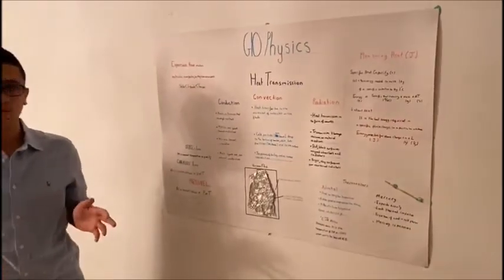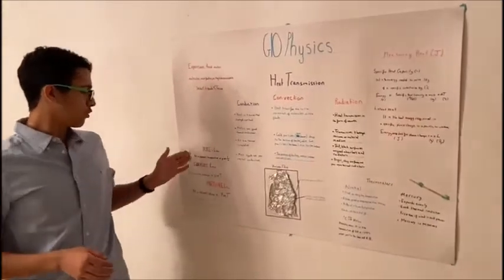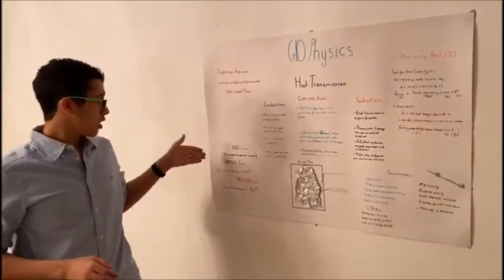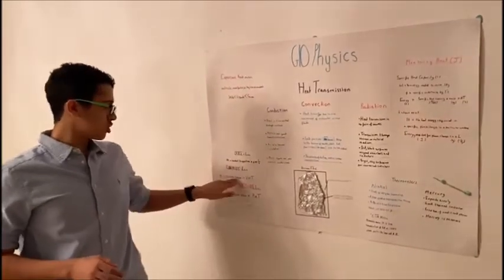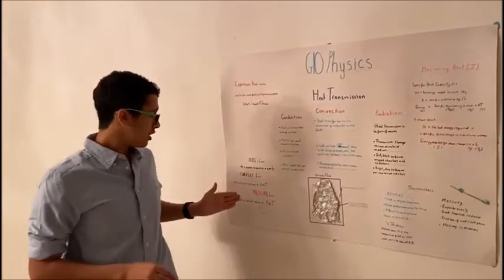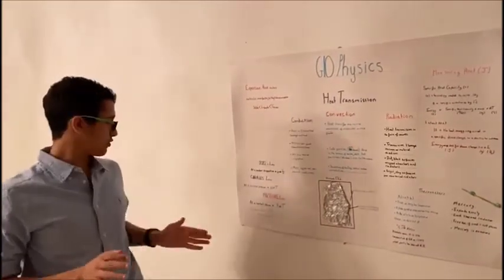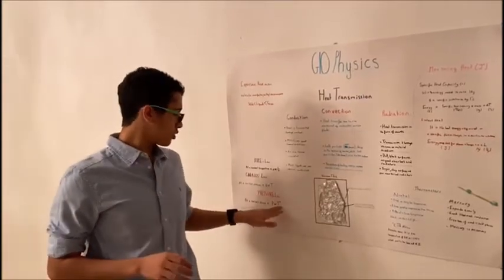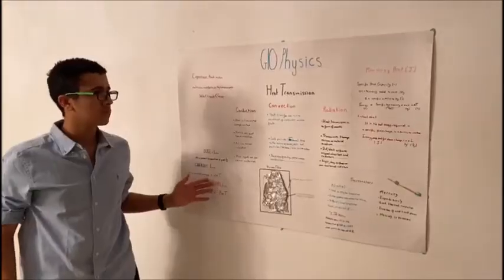Moving on, we have gas laws. Boyle's law proves that at a constant temperature, pressure and volume have an inverse relationship, whereas Charles' law proves that at a constant pressure, volume and temperature have a direct relationship. Finally, we have the pressure law, which proves that when the volume is constant, pressure and temperature have a direct relationship.